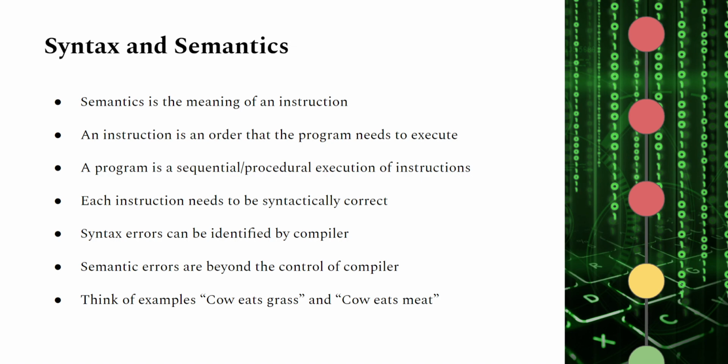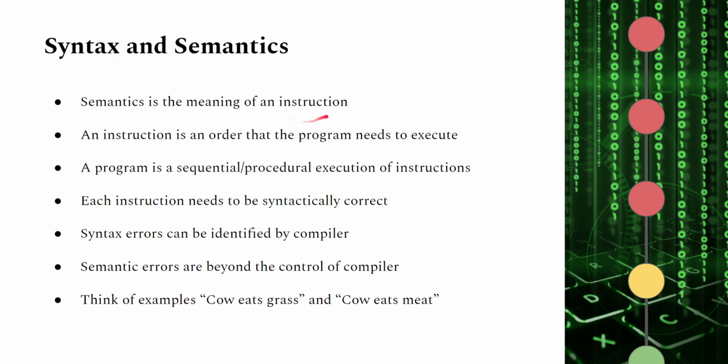Syntax and semantics are mostly theoretical features, and understanding them is quite crucial and essential for developing working code. Though they are theoretical in nature, they are the very building blocks that make a code do what it does. It works. If we go line by line, semantics is the meaning of an instruction. That is, when we say semantics, it's actually what the instruction wants to say. An instruction is an order that the program needs to execute.